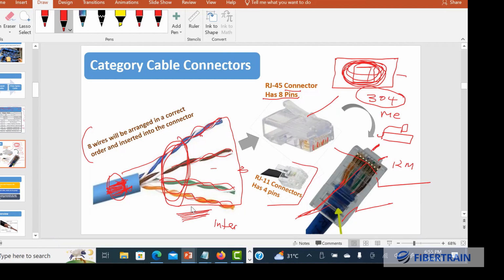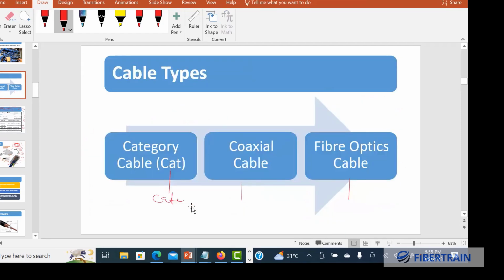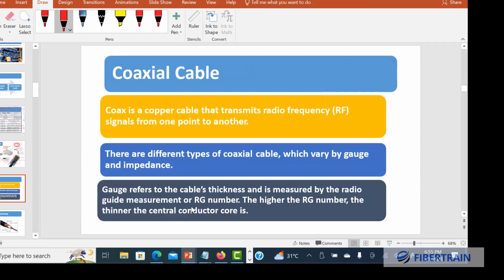So let's look at another type of network cable, because up here, we did mention that there are 3 types of cable. What we've been discussing all this while is category cables. Let's look at coaxial cables, and then we'll wrap it up with fiber optics. So coaxial cable. You can call it coax, as I put it here. You could also refer to it as coaxial.